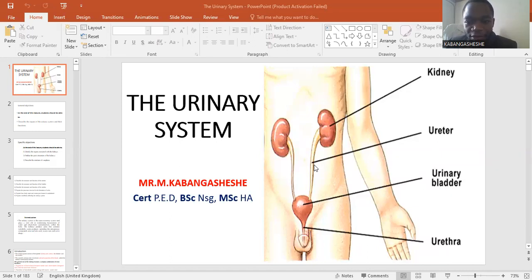In addition, we also have two other paired organs, which are the ureters, left and right ureters, connecting from the hilum of the kidney all the way to enter the urinary bladder, which is located in the pelvis. Then finally, we have the urinary bladder. The urinary bladder is unpaired. It's a single organ. Thereafter, we have another unpaired organ, which is the urethra.